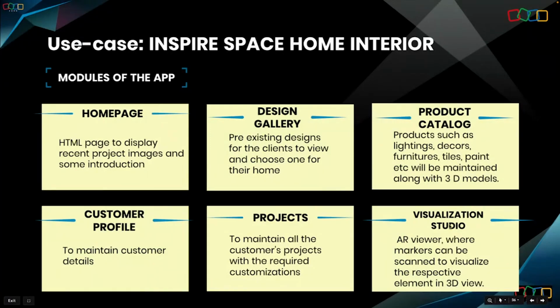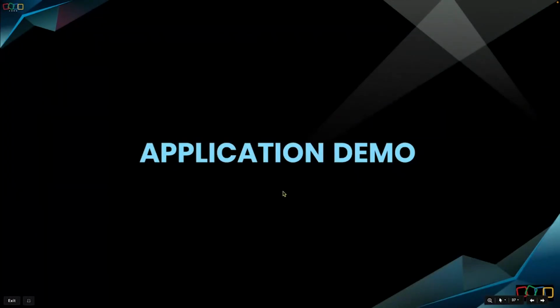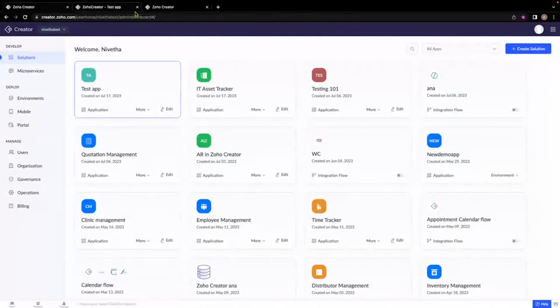And then we finally have the Visual Studio where we have an AR viewer, and whenever the customer walks into the store, a catalog can be provided to the customer, and they can use this visualization studio from the application to scan the catalog, which is going to be the markers. Images in the catalogs are going to act as markers, and on scanning the picture, they will be able to view the 3D view of the respective products or the design gallery. This is the aim of the application, and let's get into the application demo.